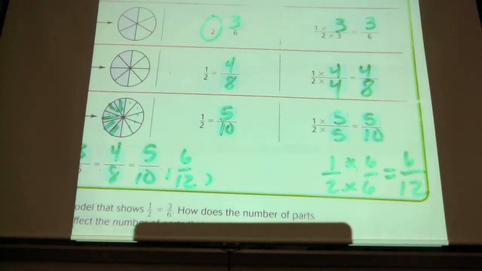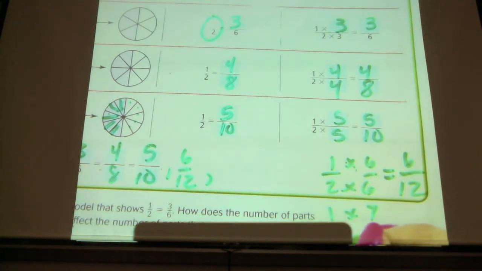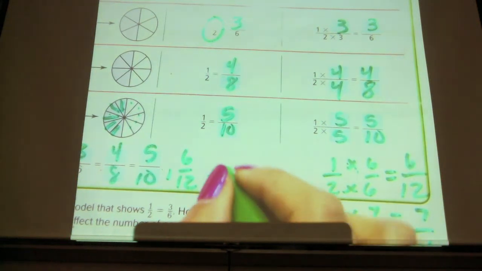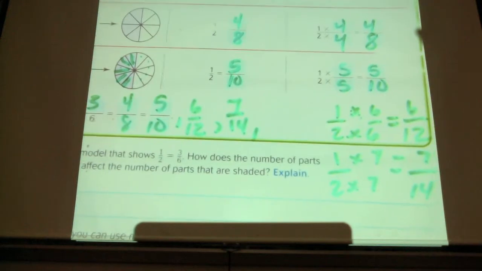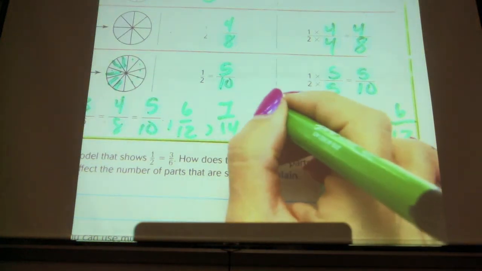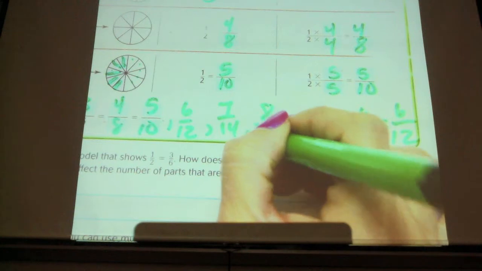Now I'm going to multiply by what number? 7. 1 times 7 and 2 times 7, so 7 over 14. That's my next equivalent fraction. One more, I'm going to multiply by 8. I'm running out of room. So 1 times 8 is 8, and 2 times 8 is 16.